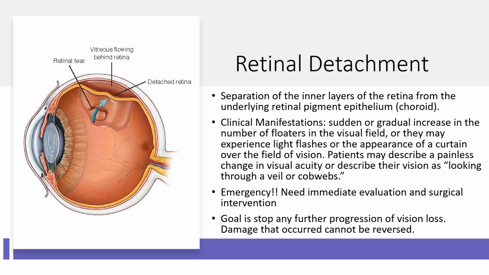The goal is to stop any further progression of vision loss. The damage that occurred cannot be reversed, so we would just want to prevent further damage. They could do laser surgery. That's what's used most often to repair this. And then they have a few other different types: panretinal photocoagulation, cryopexy. These are some other ones that can be done.